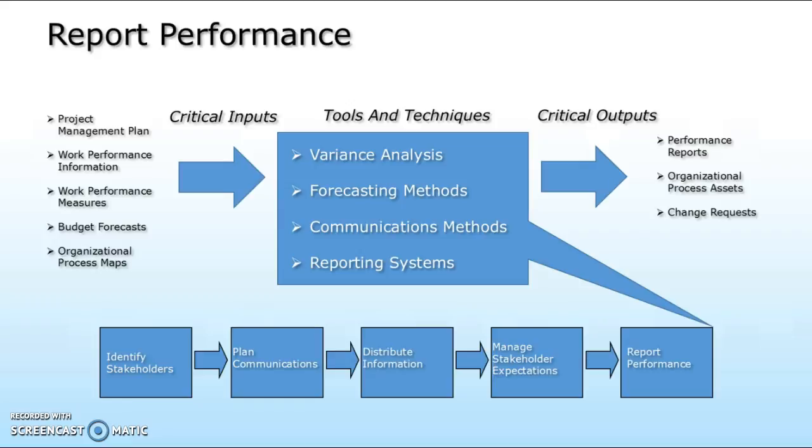Performance reporting, that's another key element. It involves collecting and disseminating performance information to provide stakeholders with information about how resources are being used to achieve project objectives. This process includes such things as status reporting describing where the project now stands, progress reporting describing what the project team has accomplished, and forecasting that predicts future project status and progress.